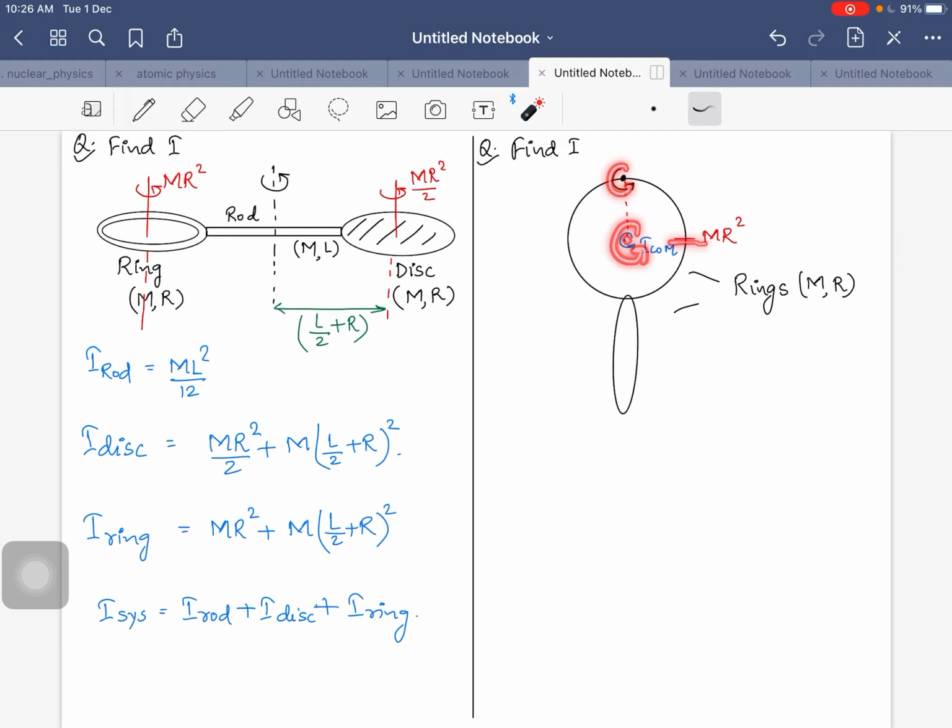Because they are parallel now, this axis is nothing but coming out, you can imagine like this, this is the axis and this is that axis. If it will rotate about this, this we already know is mr², and about this, plus the distance is r. So I of the first ring about that axis will be nothing but equal to mr² plus m into r².